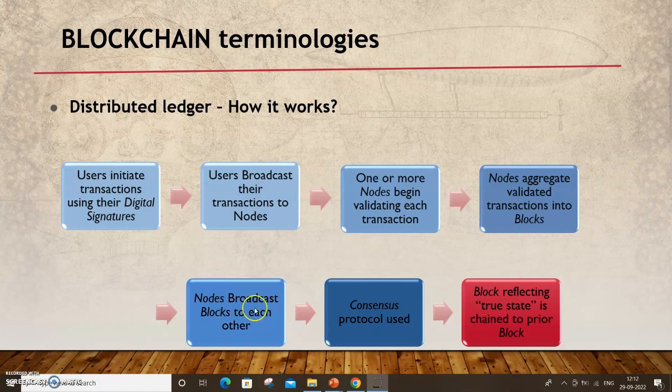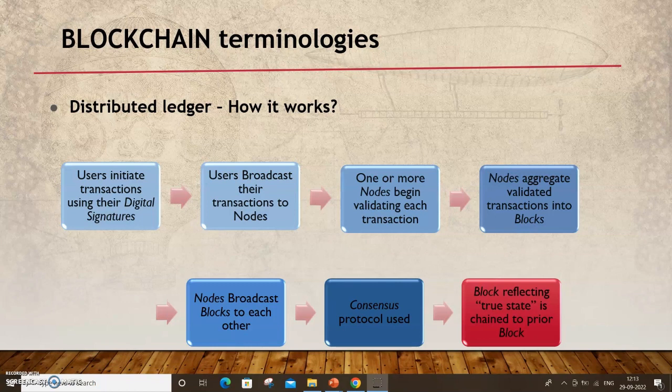The nodes broadcast blocks to each other, a consensus protocol is used, and the block reflecting the true state is chained to the prior block. So this is an ideal example of a cryptocurrency. Even if it happens on a one-to-one basis between the nodes, it is broadcast across all the nodes, and all the nodes have this transaction entered, so that there is no malpractice. That is how it is distributed, because each of the nodes has a copy of the transaction involved.